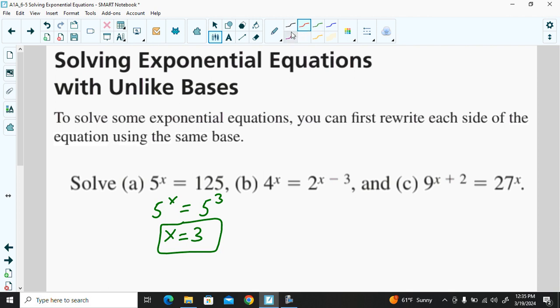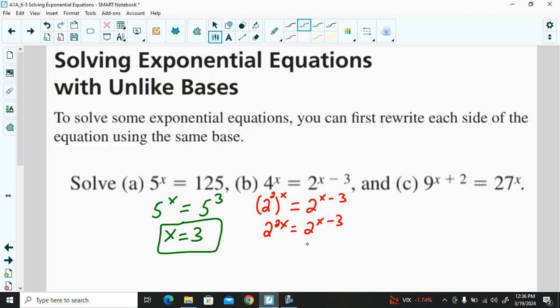What about example B? When I see example B, once again, the bases are not the same. So we'd have to rewrite this 4 with a base of 2. We know that 4 is the same as 2 squared. So we have 2 squared to the x is equal to 2 to the x minus 3. When we're raising a power to a power, we multiply those exponents. So 2 times x is 2x. So now we have 2 to the 2x equal to 2 to the x minus 3.